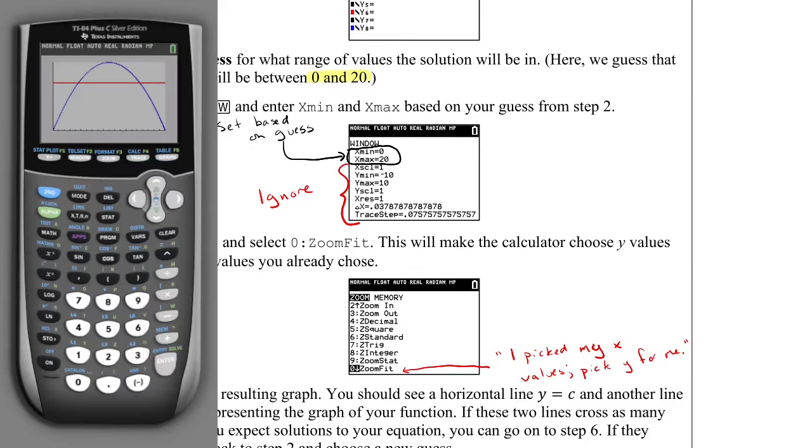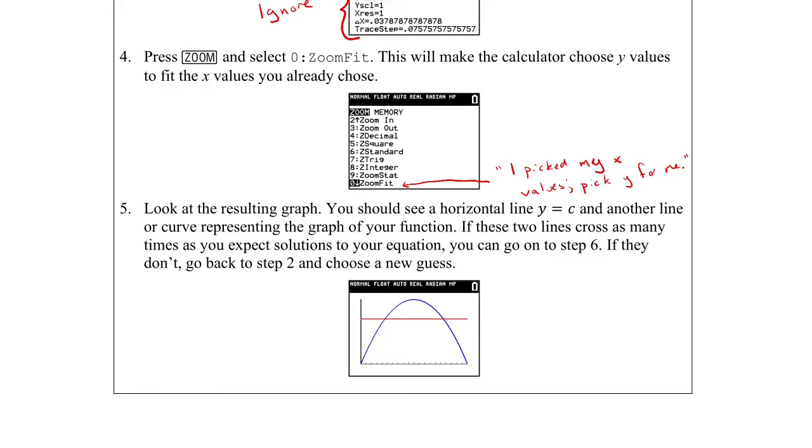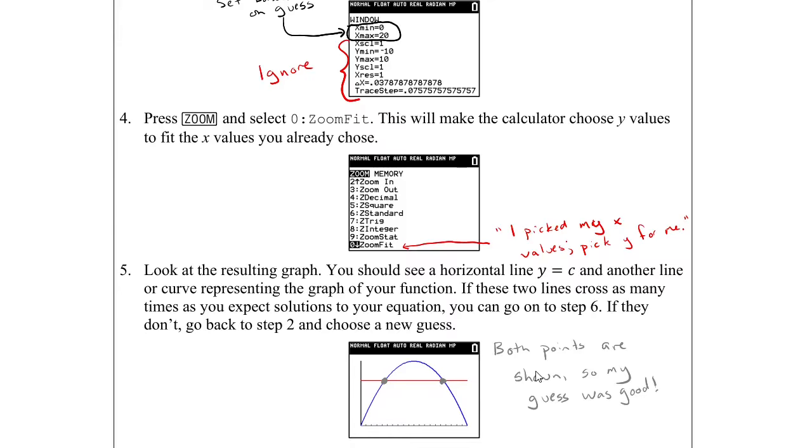And I'm looking at that graph, and what I see on that graph is that there are 2 points where the parabola and the line cross, and they're both visible on my calculator screen. Because both of those points are visible, I know that my guess was good. If you have absolutely no idea about your function, by the way, 0 to 20 is often a good first guess. And then you can just see what happens. So my guess is good. I can see my graph.